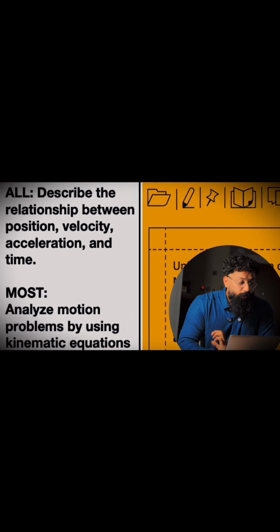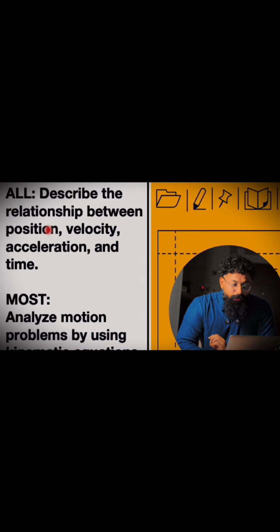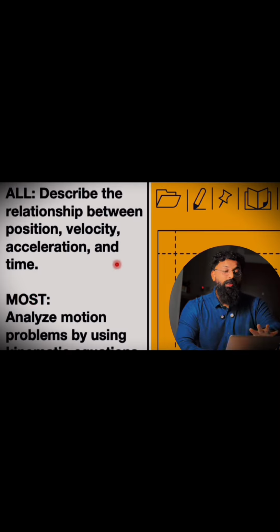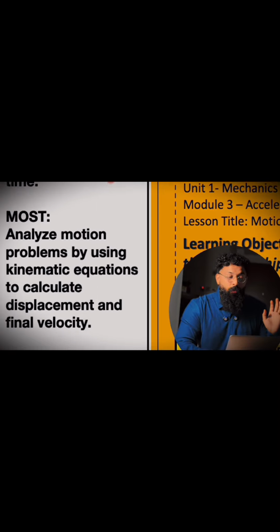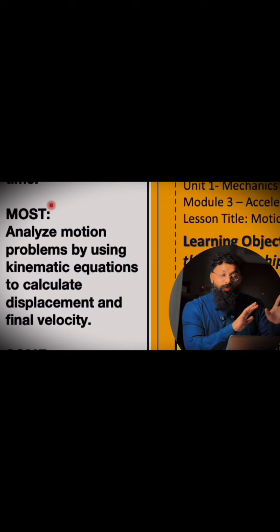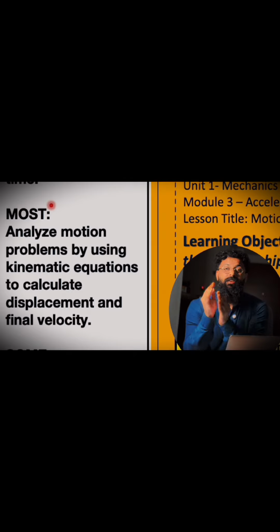Remember here, when we talk about the all part, this means that all the students are supposed to know the all question or the all success criteria by the end of the lesson. Most is basically the majority of the students should be able to get this task when we talk about the most one. When I say majority, the number goes as 75%.